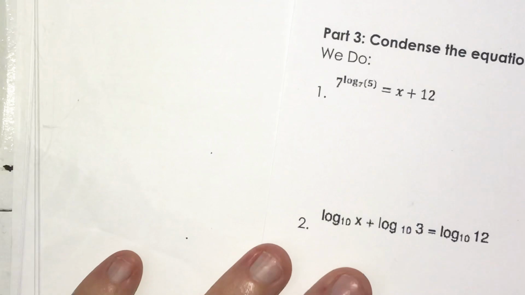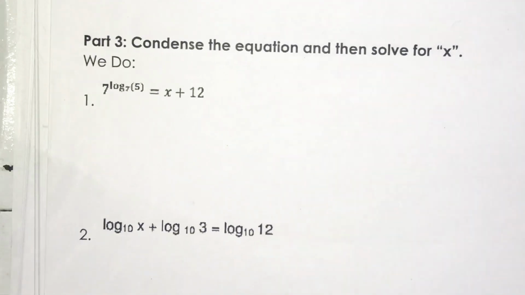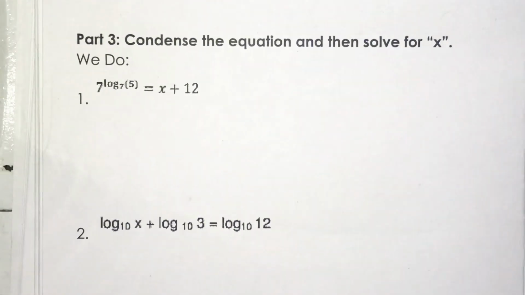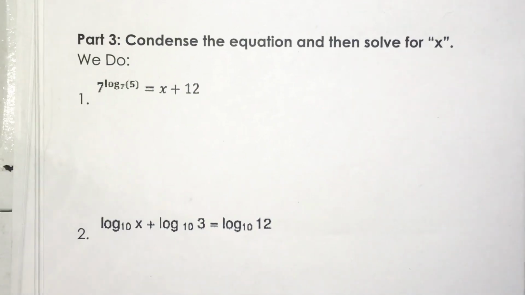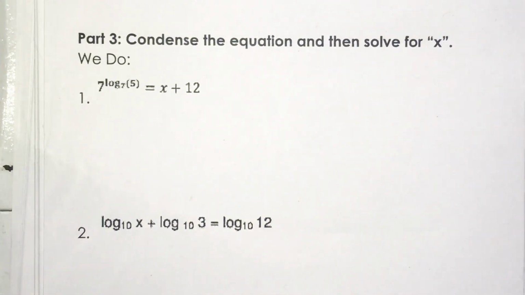Okay, now for part 3, don't worry, we're halfway done. There's only 4 parts. You're so close. Okay, 50%. For part 3, we're going to condense the equation and then we're going to solve for x. So we're going to condense it first, solve for x second, and you'll see why it's going to be way easier if we do it that way.